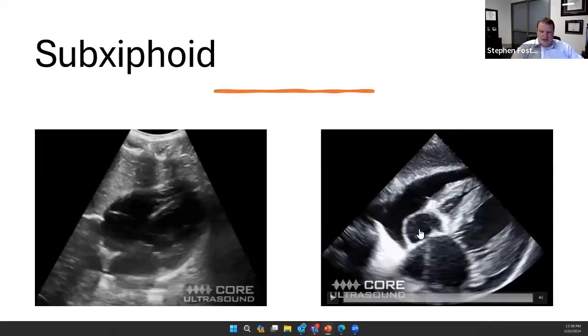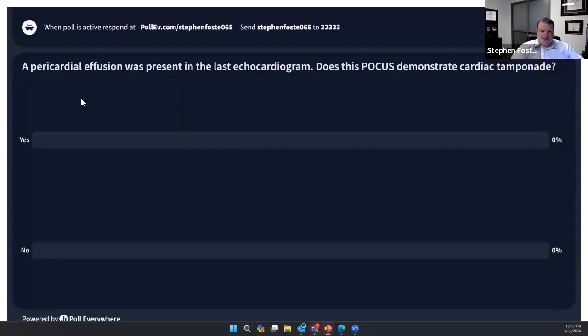All right. So based on this image right here and the effusion, is cardiac tamponade present?